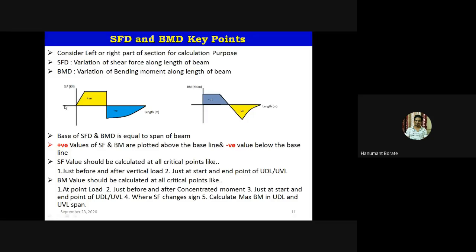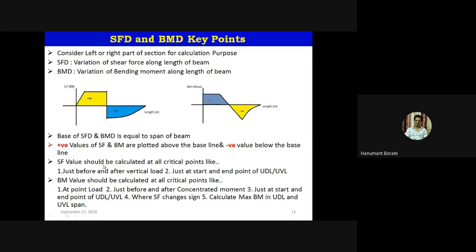So along the x-axis, we plot the length of a beam, that is in meters, and along the y-axis, we plot always shear force in kilonewton. Okay, and for bending moment, we plot length along the x-axis and bending moment, that is in kilonewton meter, along the y-axis. Base of SFD and BMD diagram is always equal to length of a beam, right? Positive value of SF and bending moment are plotted above the baseline. Negative value below the baseline.